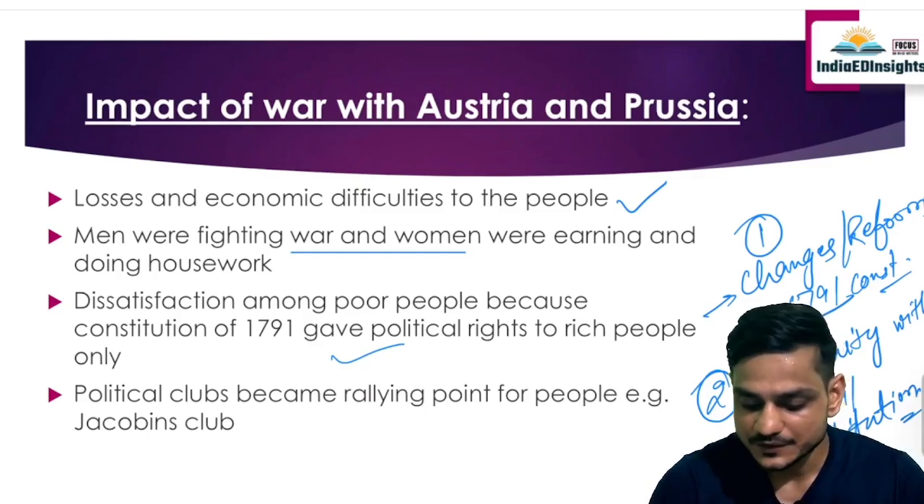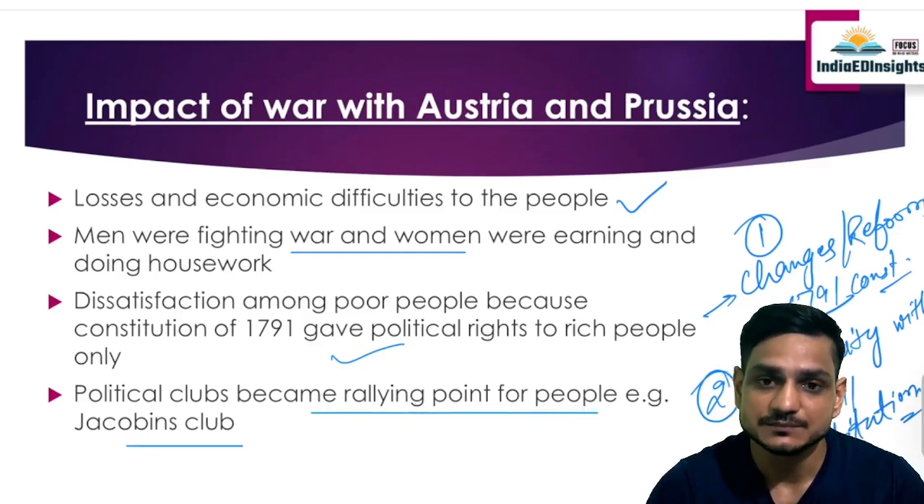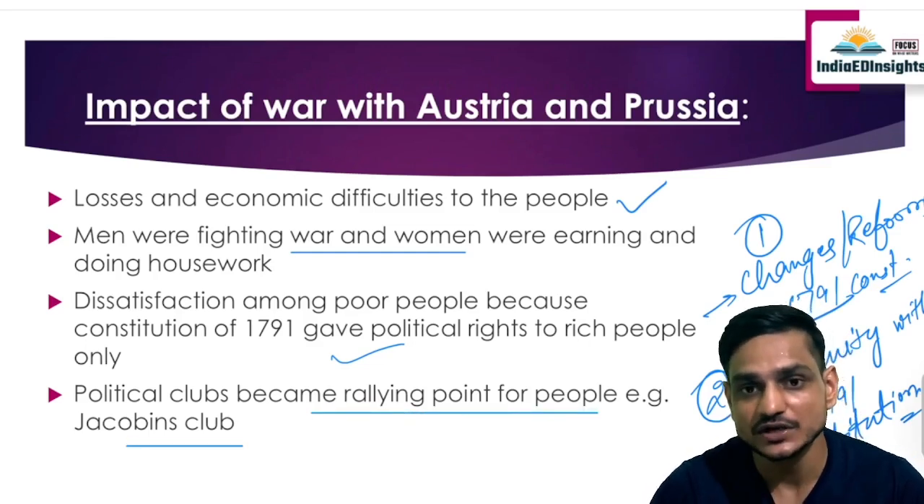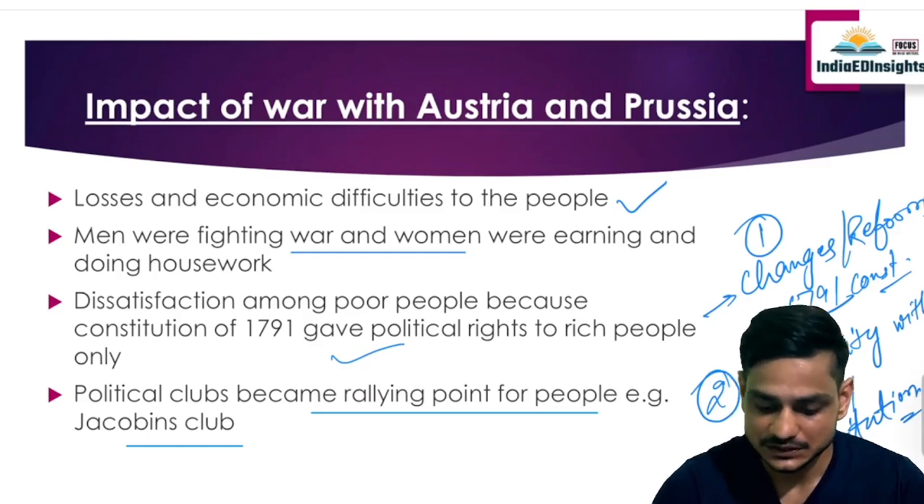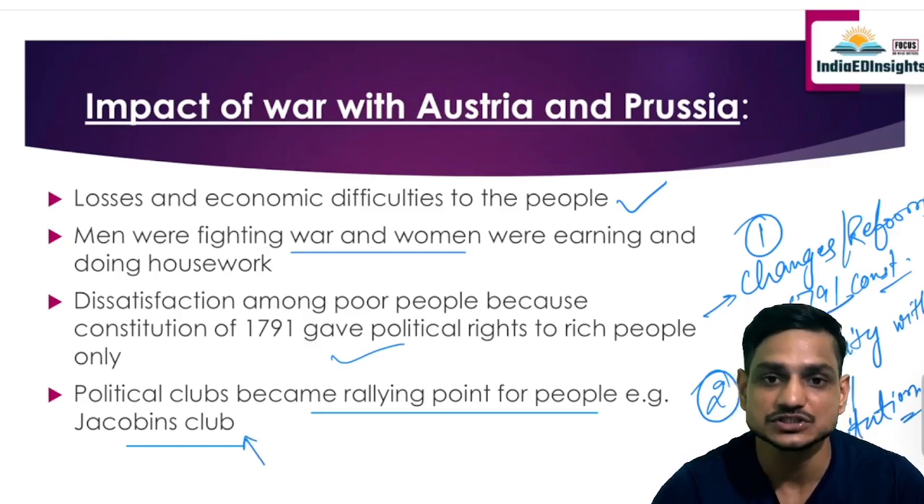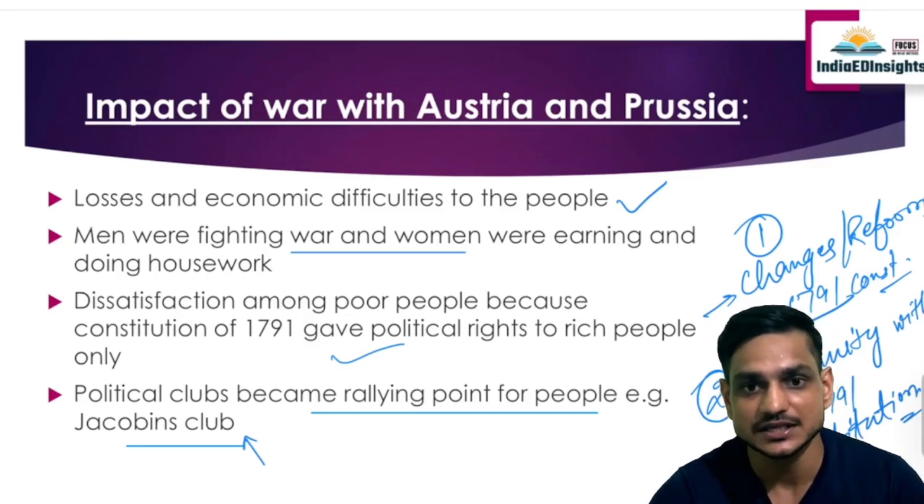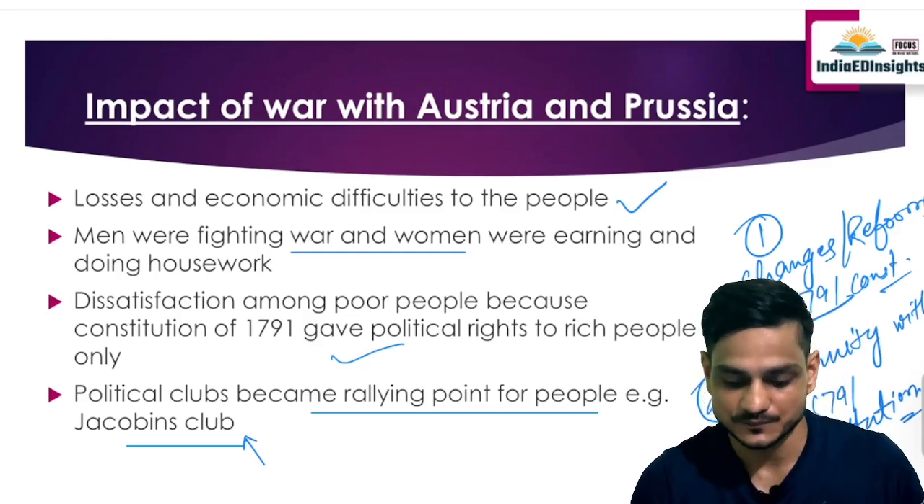Political clubs became a rallying point for the people, for example the Jacobin clubs. So now the role of Jacobins and Girondins will begin. The poor people belonging to the lower strata of society started to associate themselves with the Jacobin club.